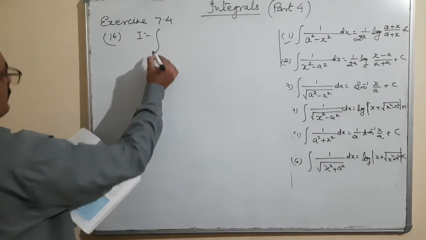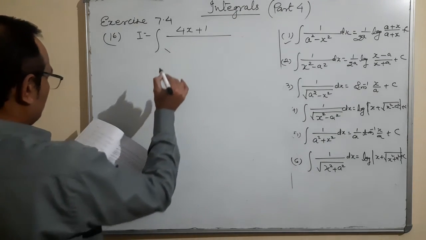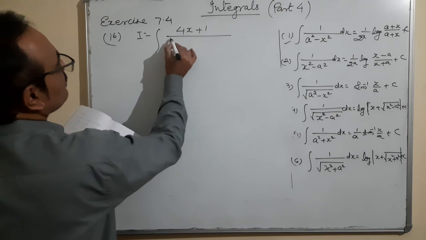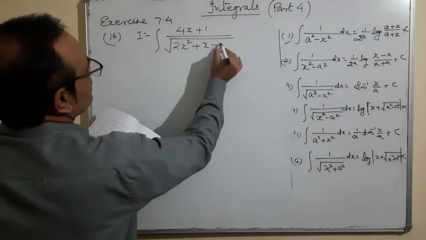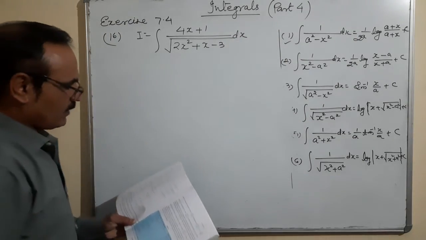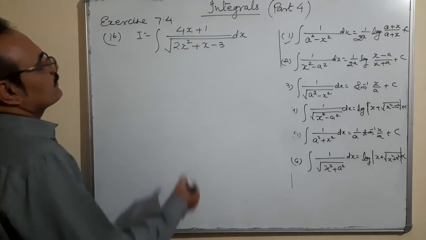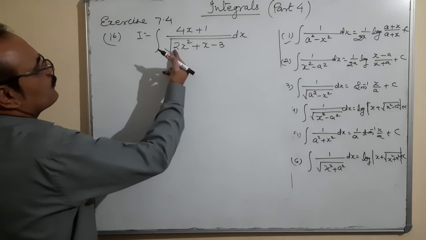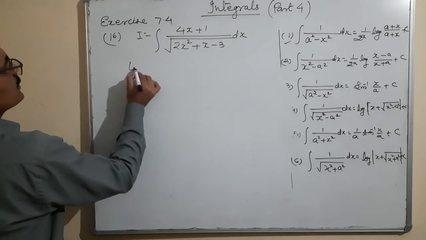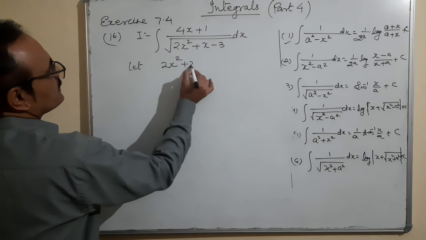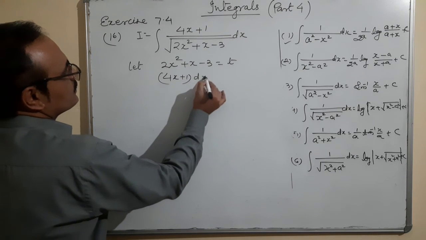I is equal to 4x plus 1 upon under root 2x square plus x minus 3 dx. If I take this term as t, it is coming 4x plus 1 dx is equal to dt. Simply it will be done, nothing special. Let 2x square plus x minus 3 is equal to t. So 4x plus 1 dx is equal to dt.